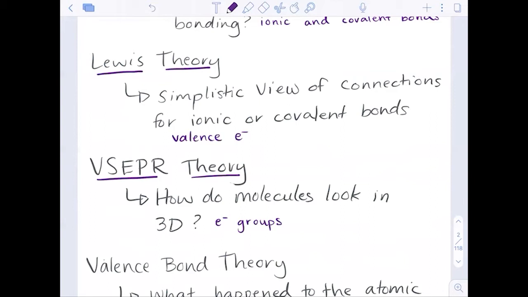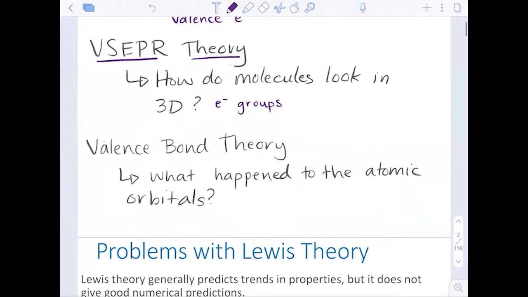Now, with VSEPR theory, there is a little bit of utilizing the chart. We can call it memorization if you want to be able to discern if I have 4 electron groups, oh, that must be a tetrahedral. But the real reason to why hasn't been understood until we get into valence bond theory. And that's where we're going to start.